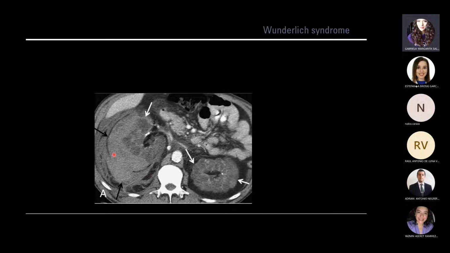And this is another case of a 59-year-old man with chronic renal failure presenting with right flank pain. In the CT, we can see at the level of the kidneys multiple bilateral renal cysts consistent with the disease, with associated right perinephric and subcapsular hematoma at this level.